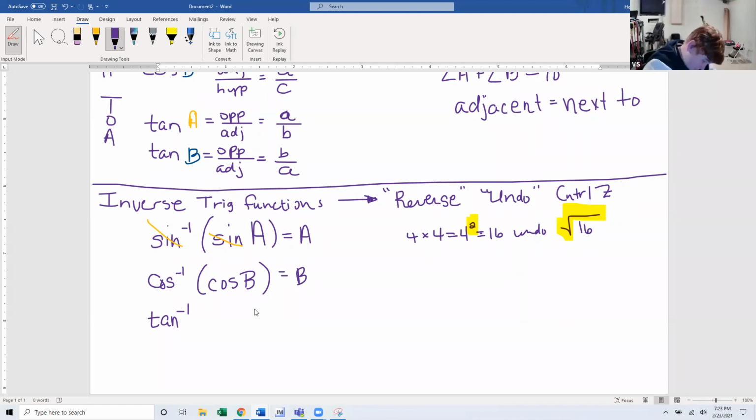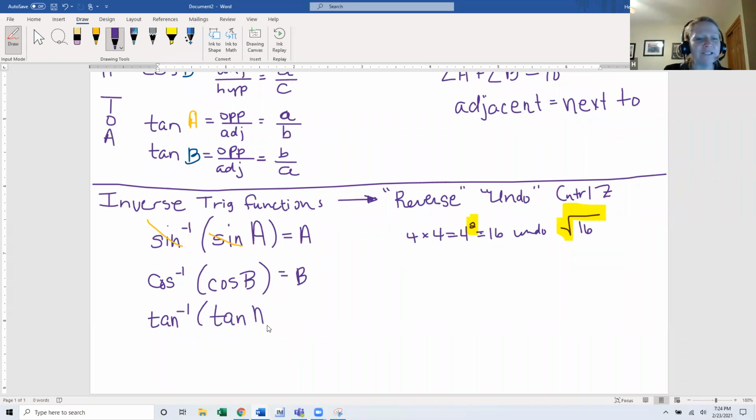Which is weird, because now one's a vertical line and one's a horizontal line because of the 90. For more on that, watch the unit circle videos because that's all in there. Why you get weirdness when you get to the 90. But you can undo the tangent function just the same way. We could do tangent, undo tangent A using the inverse tangent, and we get back to A.